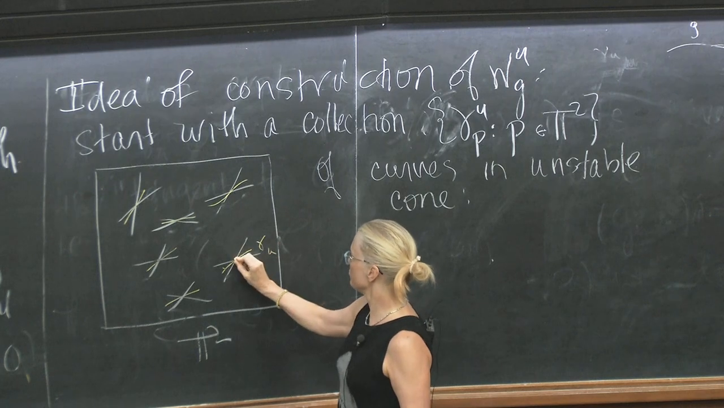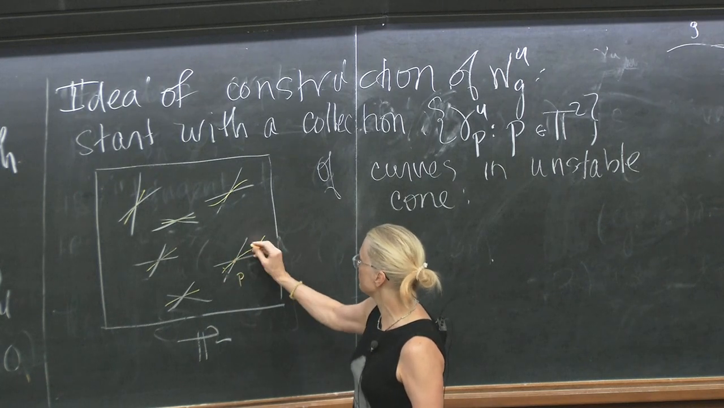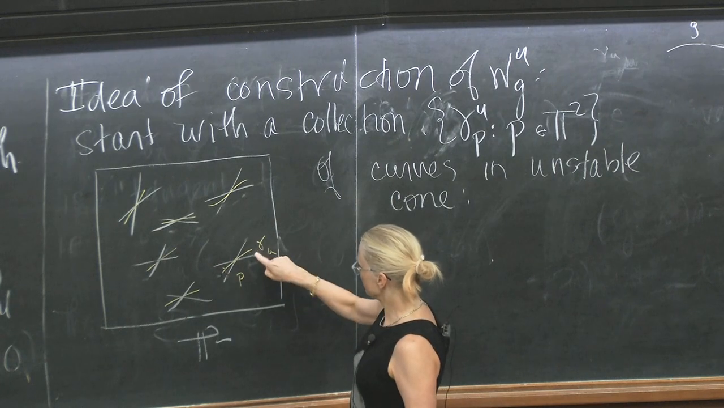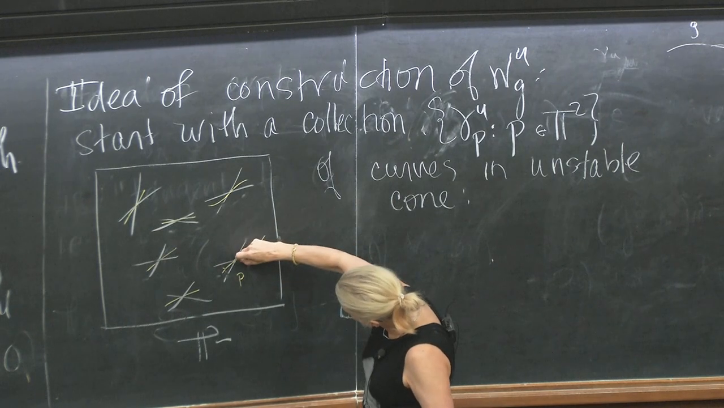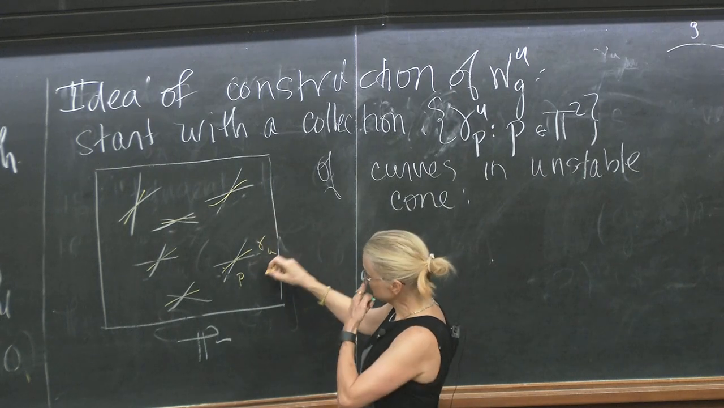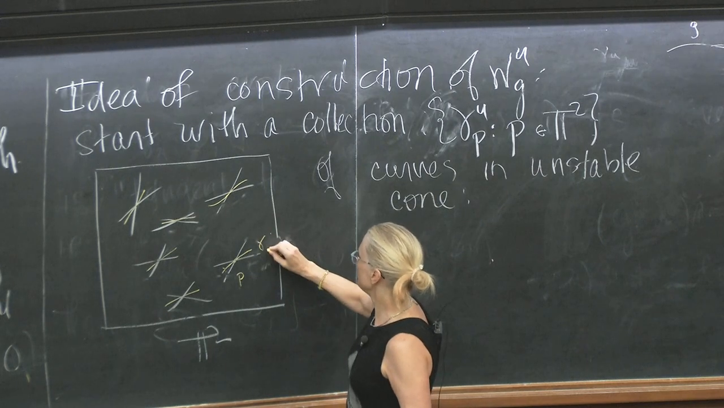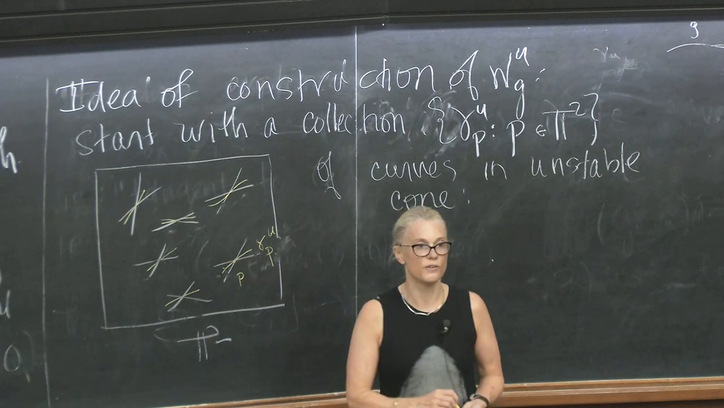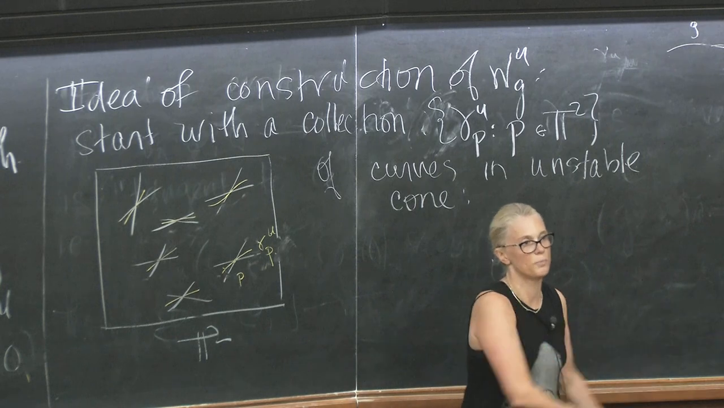So if this is a point P, this is a curve actually in the manifold. So it stays inside. I have to make sure that when I move the cone, it still stays inside the cone. But okay, this is gamma P U. And now what do I do with these curves? I just apply G.